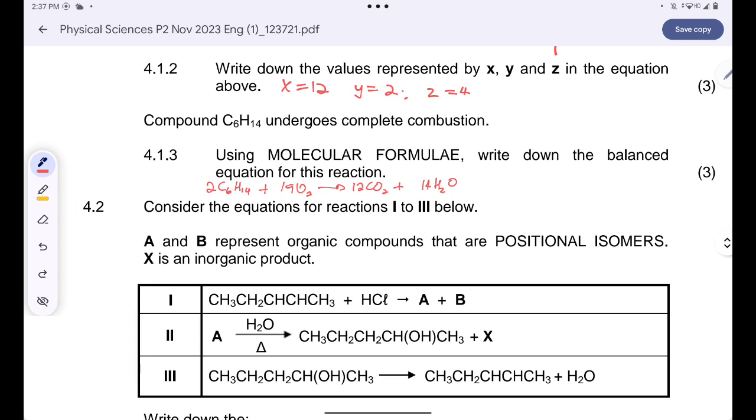And then now 4.2. We are supposed to consider the reactions 1 to 3. Okay, in reaction 1 we have an alkene.